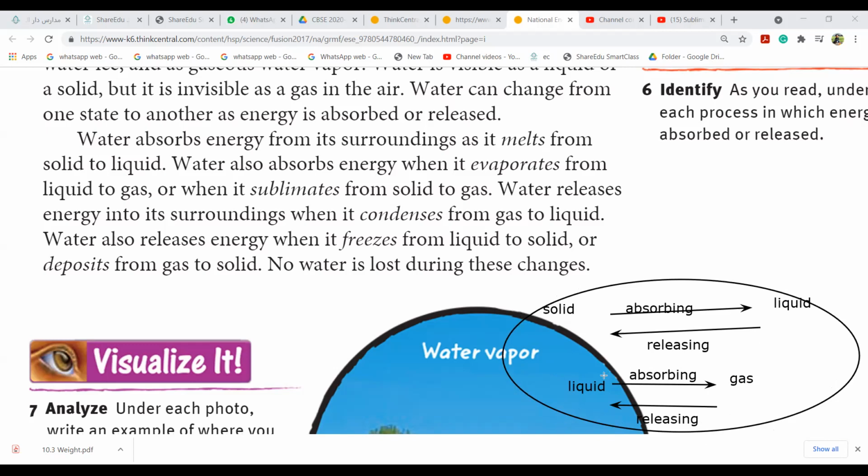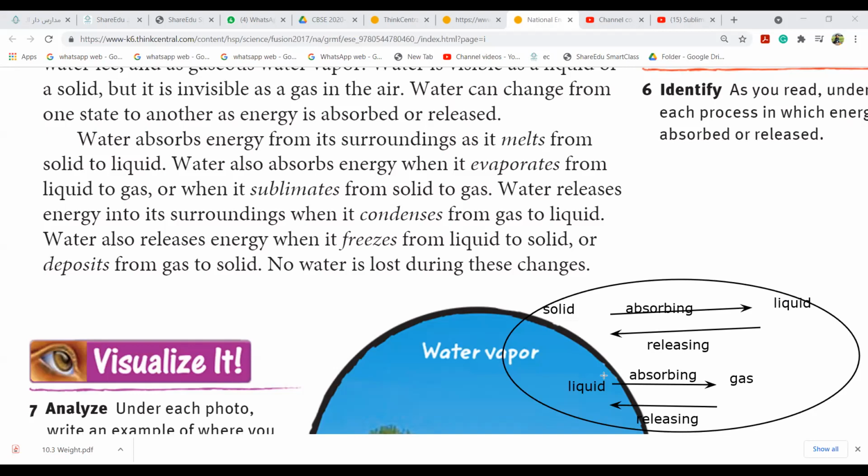Like for example, if I ask, what happens during evaporation? What is evaporation? First question. Evaporation is liquid to gas. So liquid to gas, what will happen? Will it absorb energy or release energy? Look at the arrows and tell me, from liquid to gas, what will happen? Absorbing.